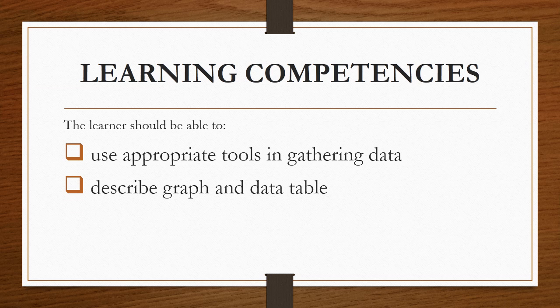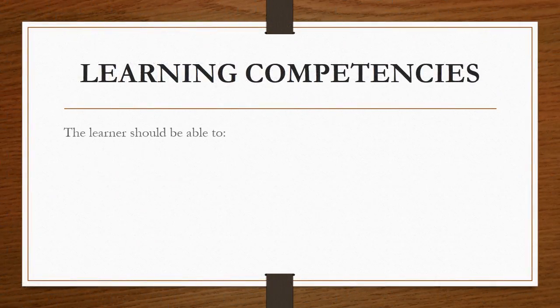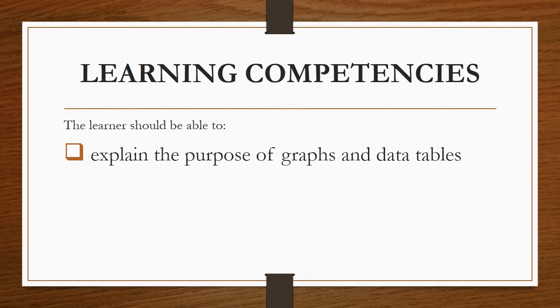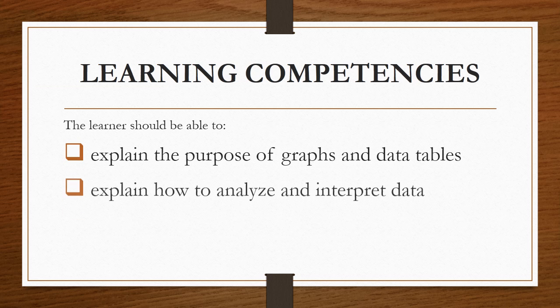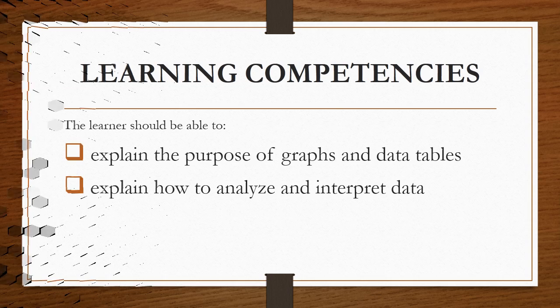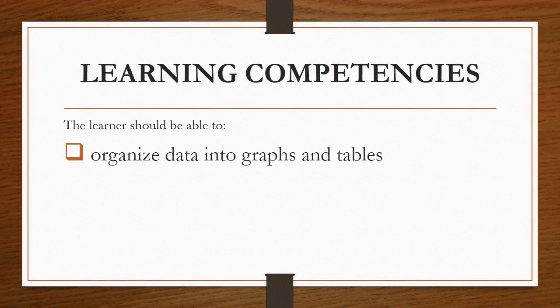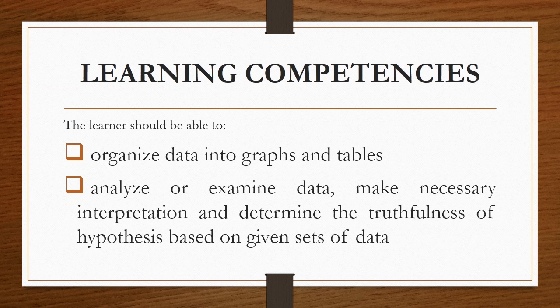Number 6, describe graph in data table. Number 7, explain the purpose of graphs and data table. Number 8, explain how to analyze and interpret data. Number 9, organize data into graphs and tables. And number 10, analyze or examine data, make necessary interpretation, and determine the truthfulness of a hypothesis based on given sets of data.